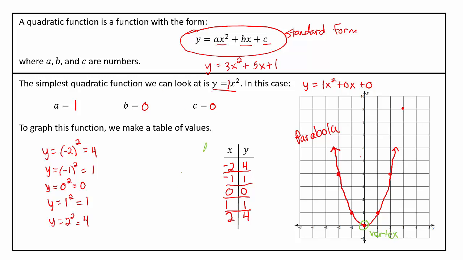Another vocabulary word that we have is the axis of symmetry. So the axis of symmetry has to do with, if I look at both sides of this graph, my numbers are similar. I've got 1 and 1 and 4 and 4. And so what's happening is the graph is symmetric along this vertical line right here. So we call that the axis of symmetry.